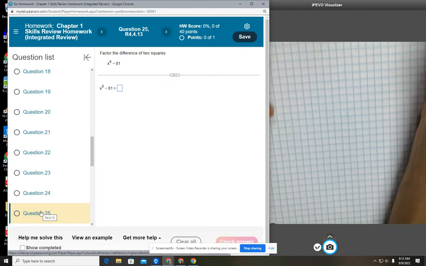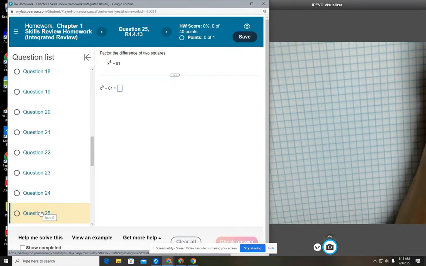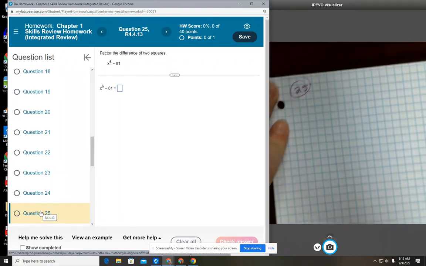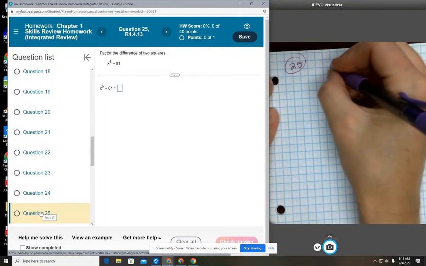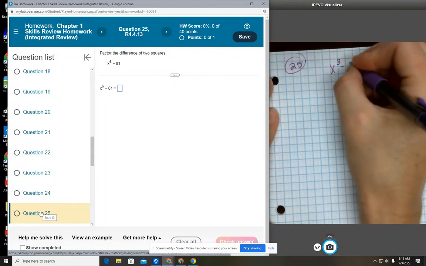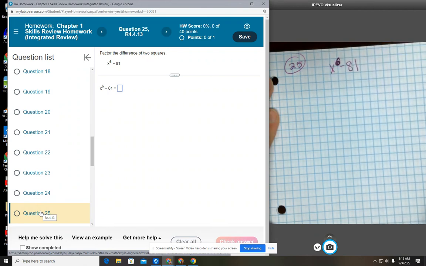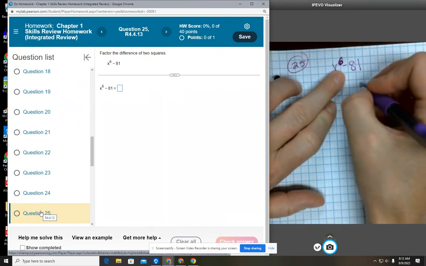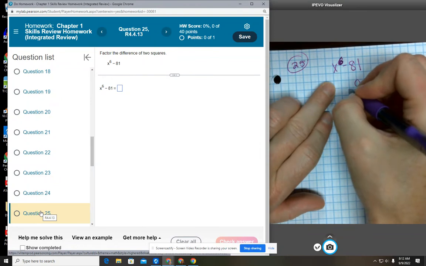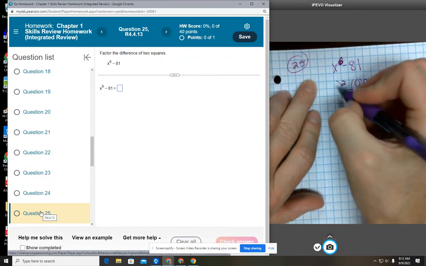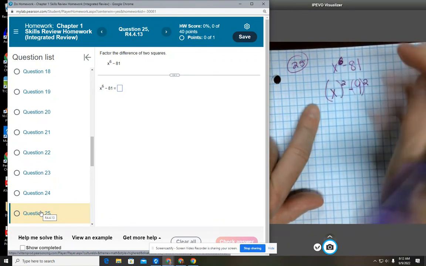So this is another difference of squares. So it's x cubed minus 81. No, x to the 6. Right? So I know this is 9 squared, right? This would be anything squared will be x.